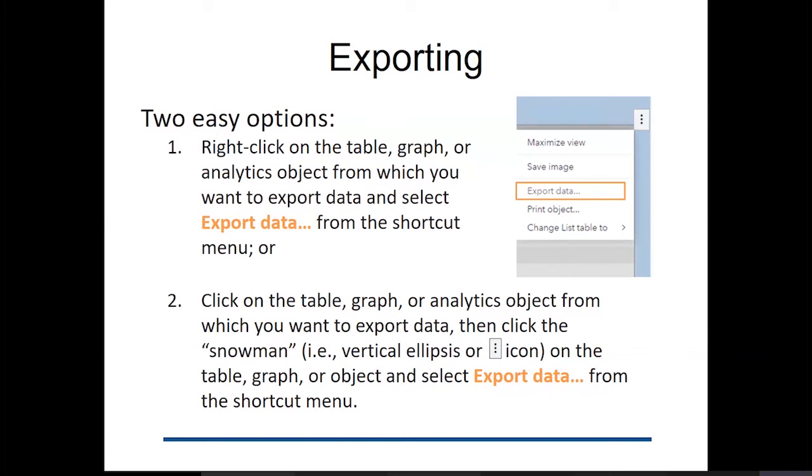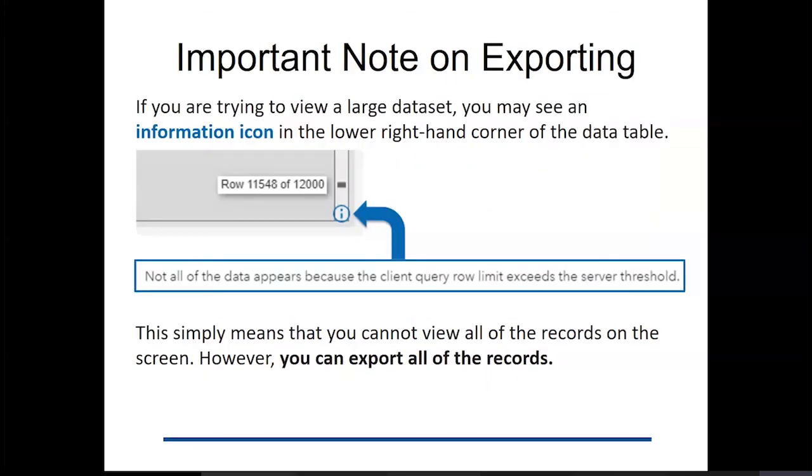Once you choose that option, you'll be presented with a dialog box. I wanted to touch on one piece that's really important when it comes to exporting, because some of the larger districts run into issues when they're looking at larger data sets. Here's an example of that. At any time when you're working in a list table or a data table, when you start scrolling that vertical scroll bar, you can see how many records are currently being shown.